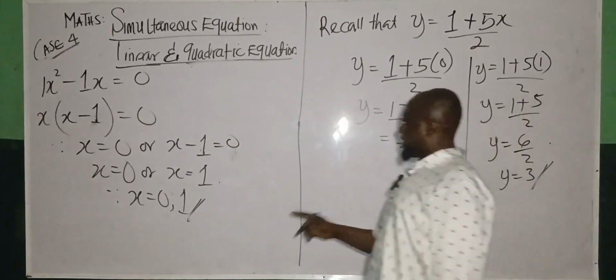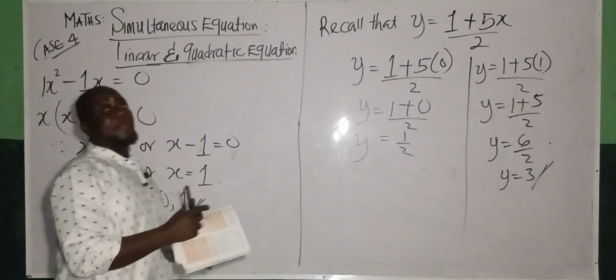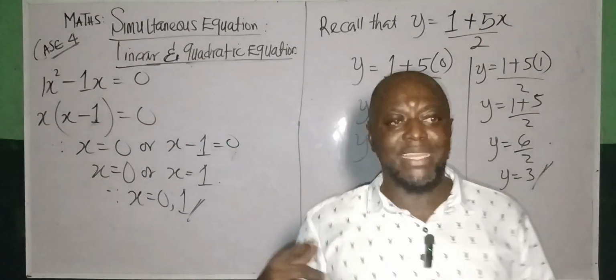So I have x to be 0 and 1. Then this is y to be all of that. This is how you solve something like this. See you in the next class.